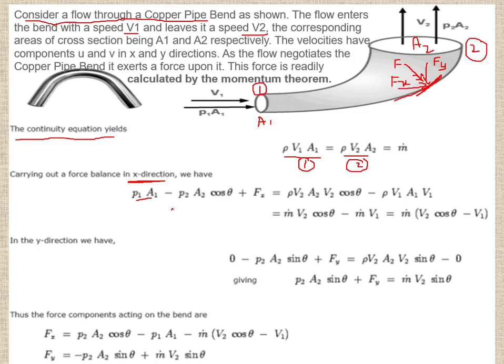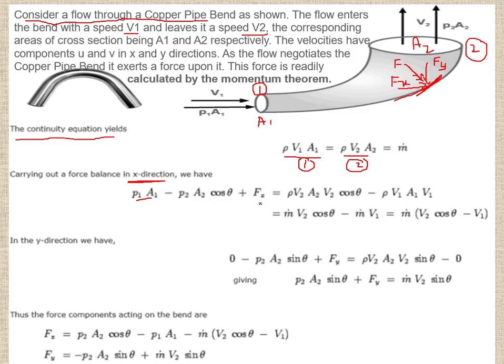So that's why the pressure force at point 2 will be equal to P2A2 cos theta. If it is 90 degrees, this factor will be 0. If it is 0 degrees, it becomes a straight pipe, just like a pipe reducer, so the factor will be 1, and there will be a component.